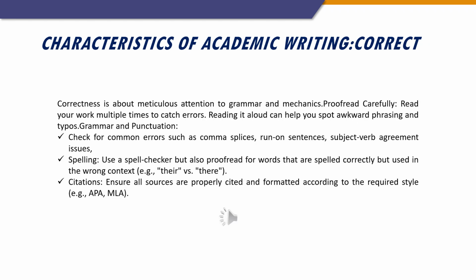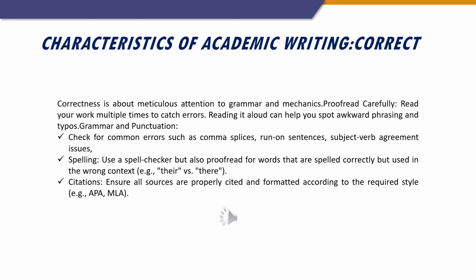Another characteristic of academic writing is correctness. Correctness is about paying attention to the grammar and the presentation of your writing. So it is about adhering to grammatical rules concerning the punctuation, the capitalization, subject-verb agreement, pronoun agreement, the third person, the sentence structure, etc. It's also about paying attention to your spelling and presenting your writing in a correct way, meaning that you don't have mistakes in your writing.